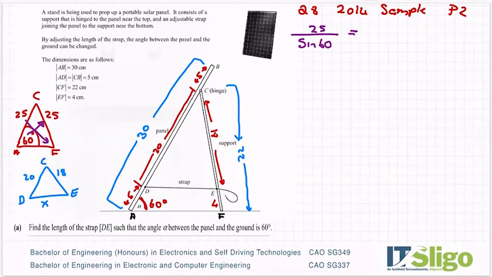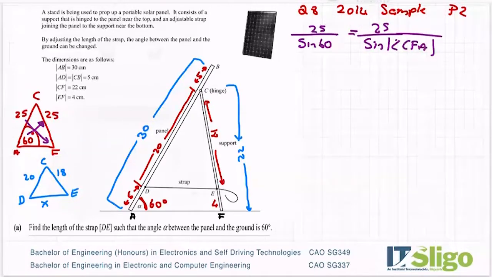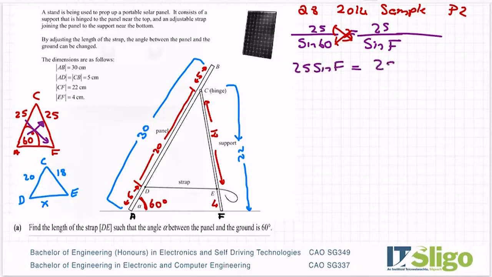So it's 25 over the sine of the angle CFA if you want. Or you can call it sine F. We might just call it sine F just for shorthand. And cross multiply here away so that you get 25 sine F being equal to 25 sine 60. And let's divide across by 25 then.